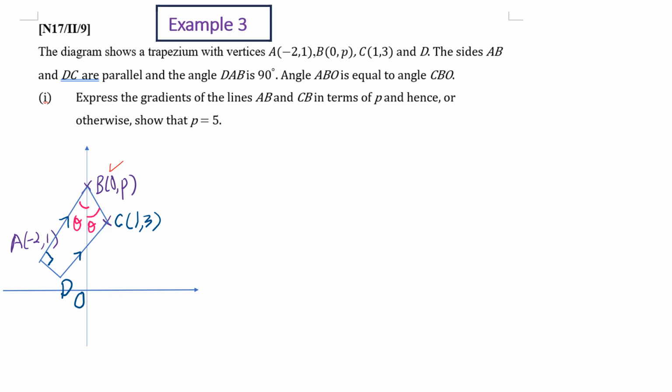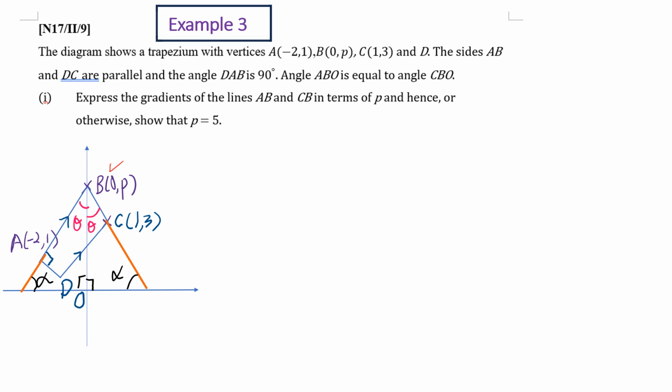So finding gradient is not difficult. So let's go on to find the gradients of AB. Okay, before we go on to find the gradients of AB, let's see what happens if I extend the line BC longer and extend the line BA longer. Right, so in this case here, you see that we actually have two congruent triangles there.